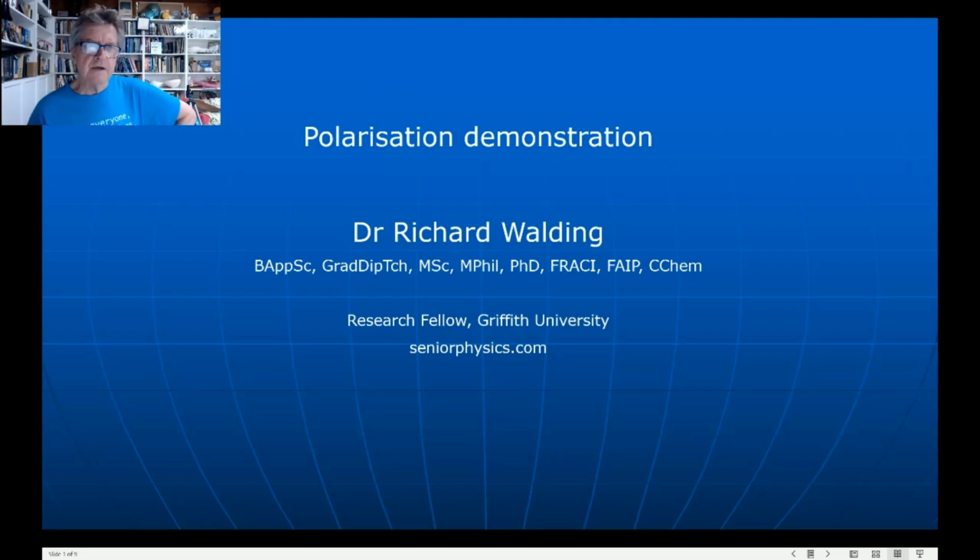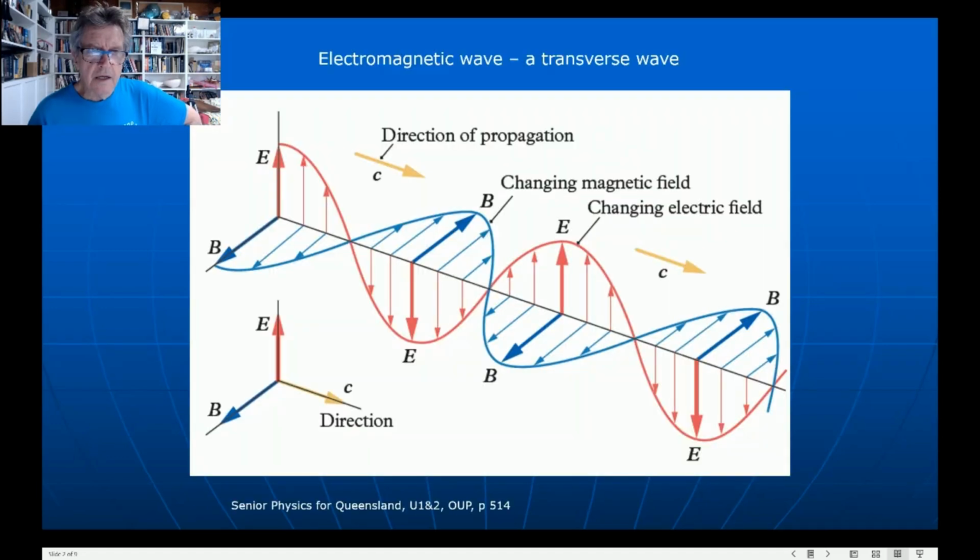Now the one we're going to consider for year 11 is just the electric field, so we'll consider everything in terms of the electric field, and we'll see how we go. Okay, now light from the sun or from an incandescent bulb or something like that, let's consider the sun, is said to be unpolarized.